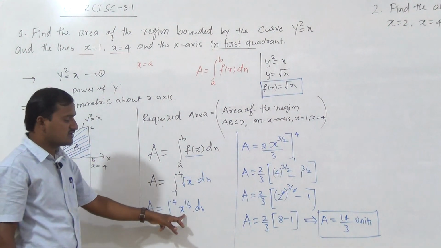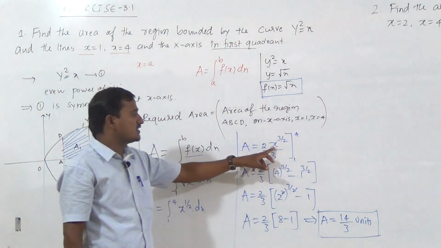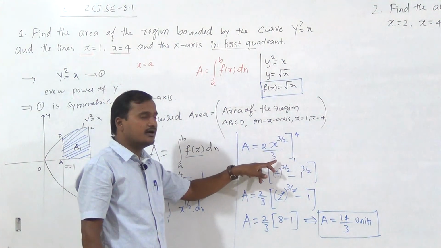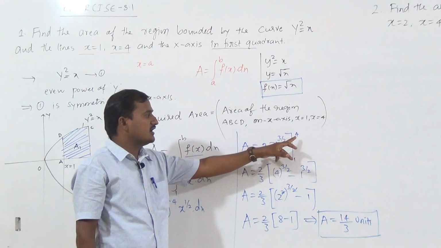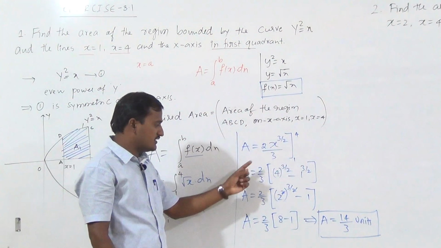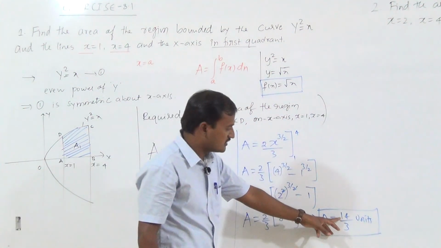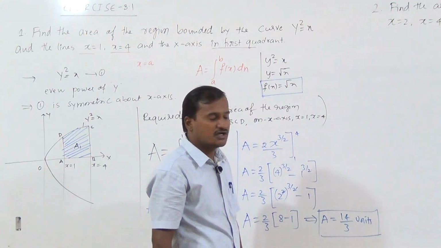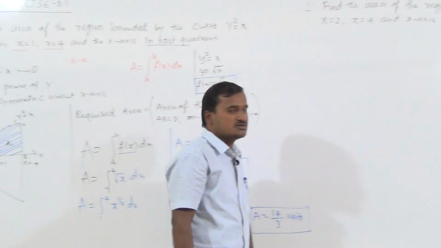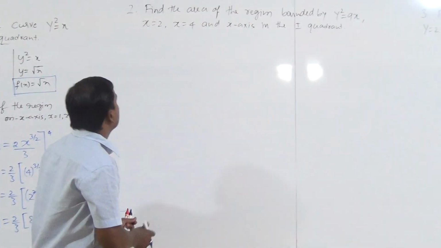Integration of x to the power 1 by 2 means x to the power 3 by 2 divided by 3 by 2. I have just taken 2 to the numerator, and upper limit minus lower limit. After simplifying, here I got the value A is equal to 14 by 3 units. Is it right? Okay. Next we will solve one more problem, this one.